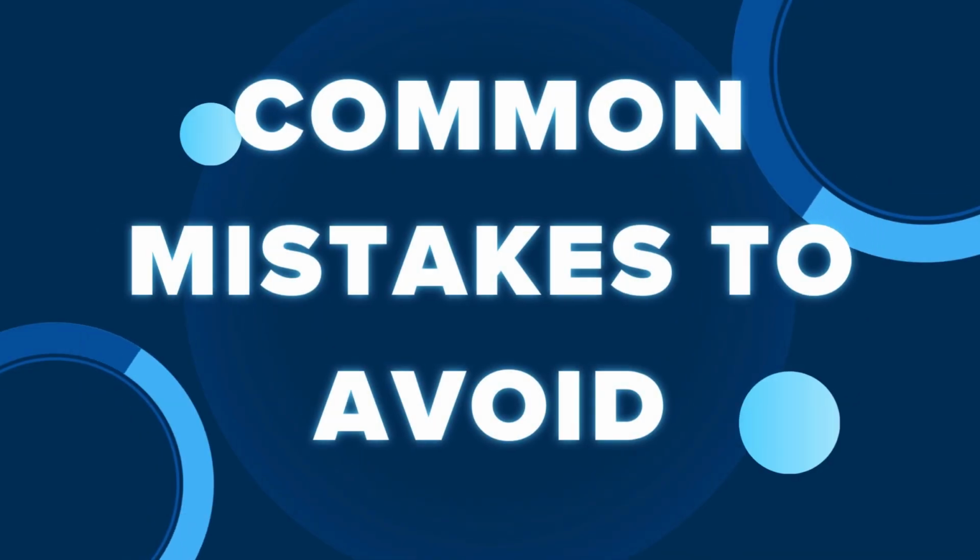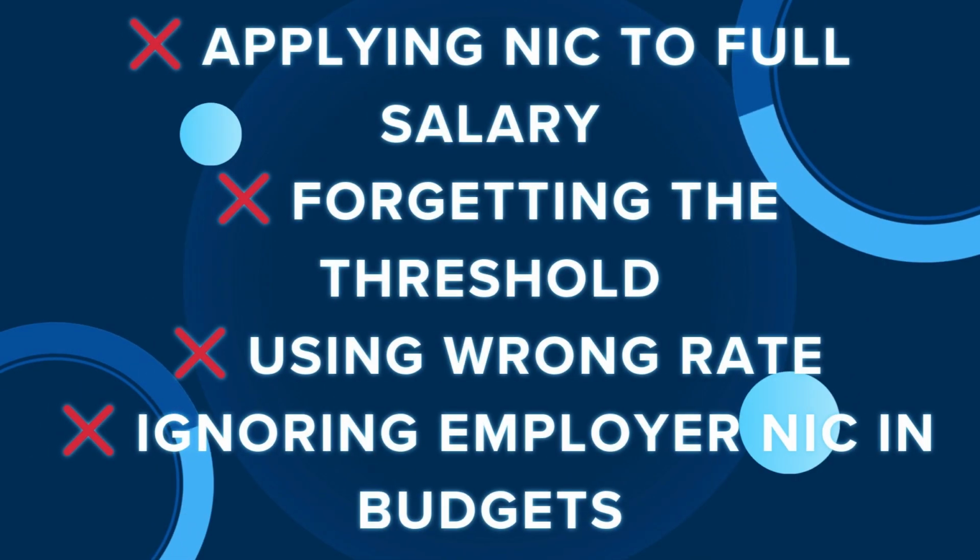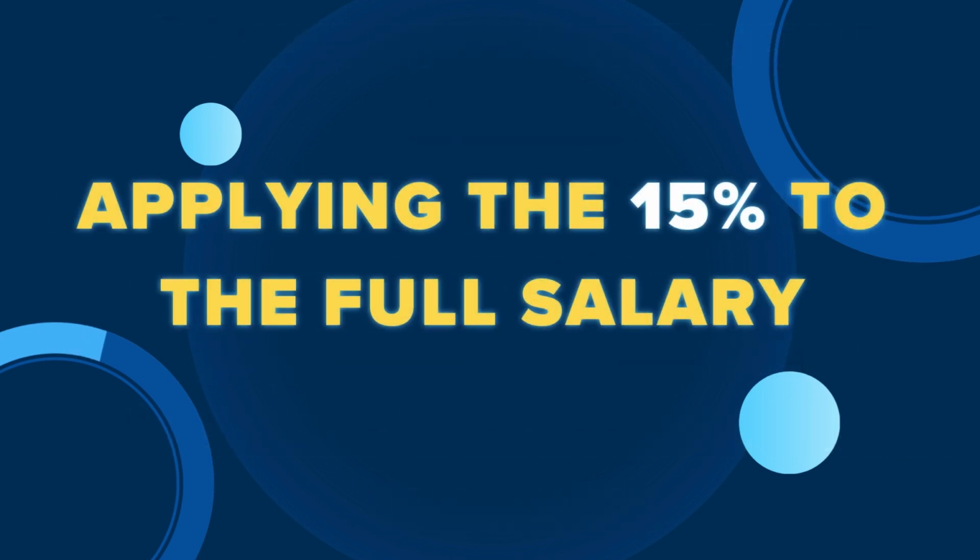Common mistakes to avoid: applying NIC to full salary, forgetting the threshold, using the wrong rate, ignoring Employer NIC in budgets. The most common mistake is applying the 15% to the full salary instead of only the amount above the threshold. That leads to overcalculations and incorrect reporting.